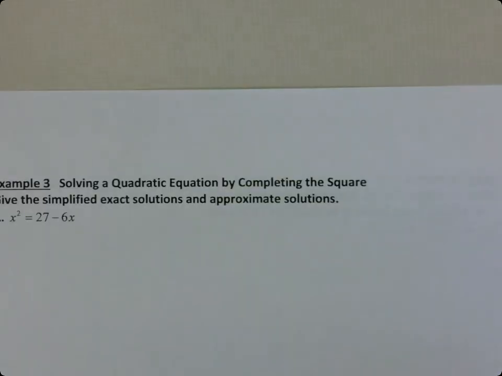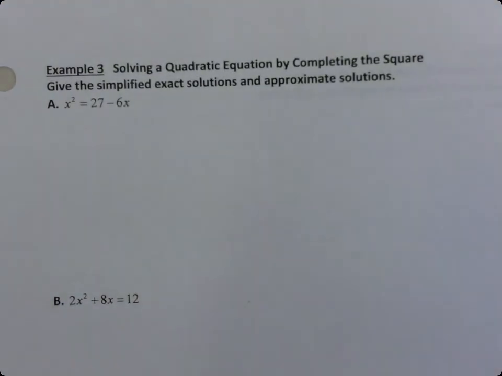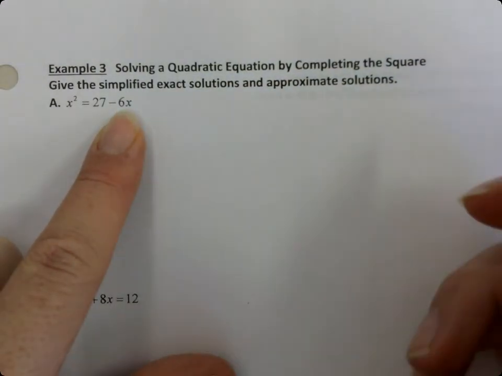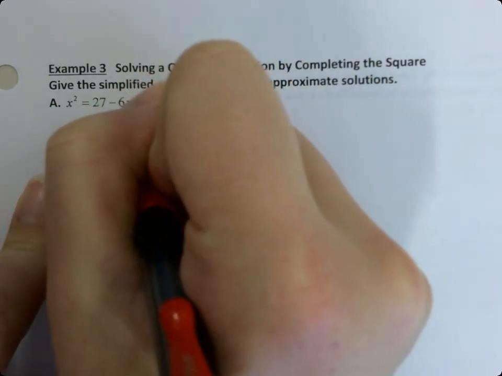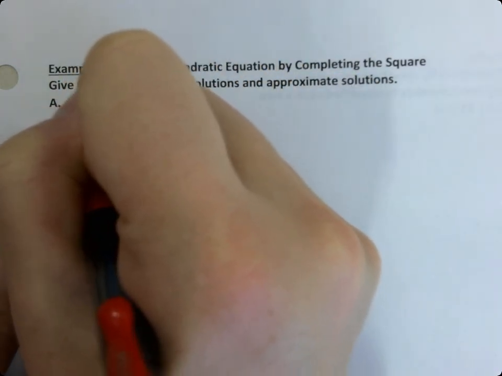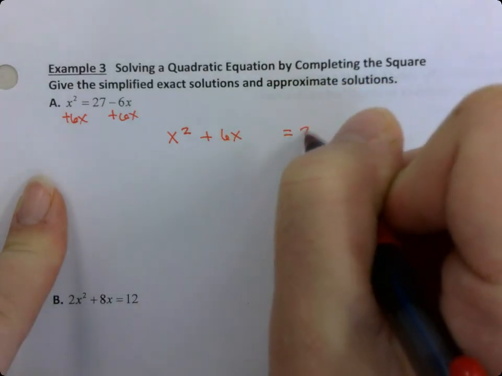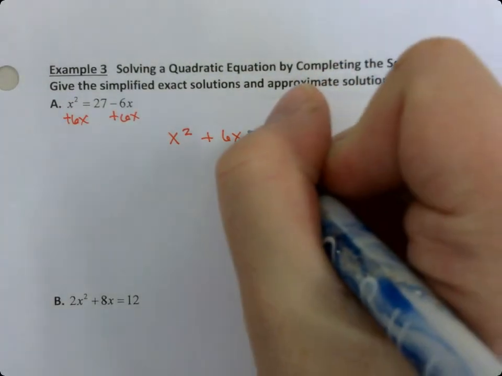All right, so here we go. First problem. I don't want to set it equal to 0, but I do want to get the x's all on one side. So I'm going to leave my x squared. I want a positive x squared. I'm going to add the 6x, and I'm going to leave a little room. I'm going to leave it equal to that 27. Why am I leaving room? Because I want to complete the square.